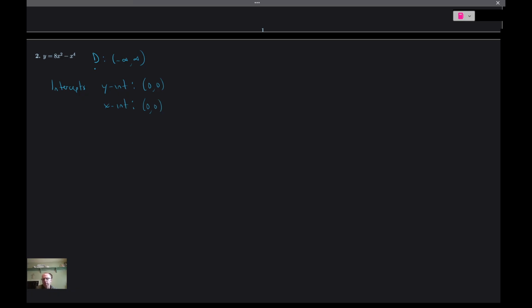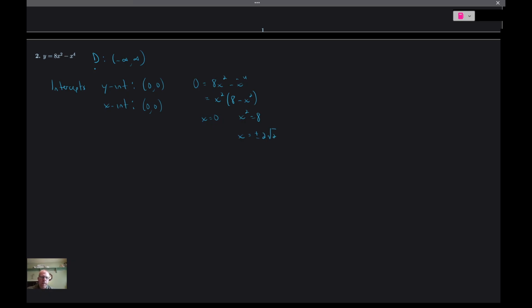The way we get the others, of course, is to set this equal to 0 and solve for x. We have x to the fourth, so let's factor out an x squared. That leaves us with 8 minus x squared. So we get x equals 0 from the x squared, and then x squared equals 8, so x is going to be plus or minus 2 square root 2.